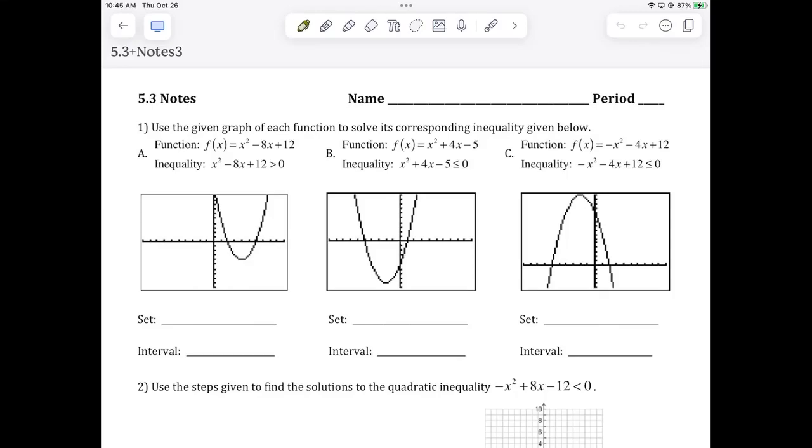All right, we are now solving quadratic inequalities. So your notes look like this, I hope. There's a spot for your name if you want to put your name in there. They look a little bit different.